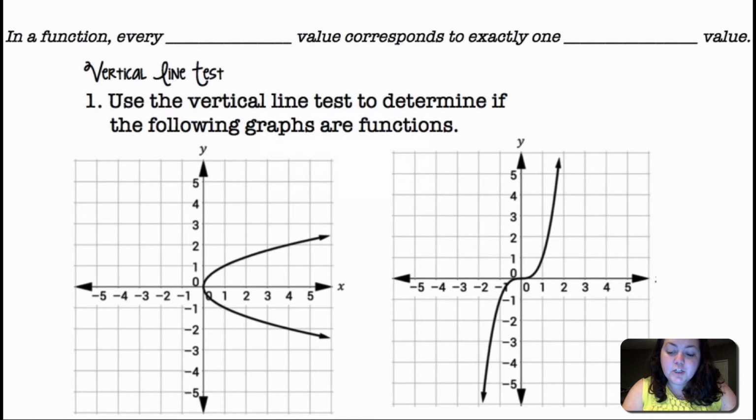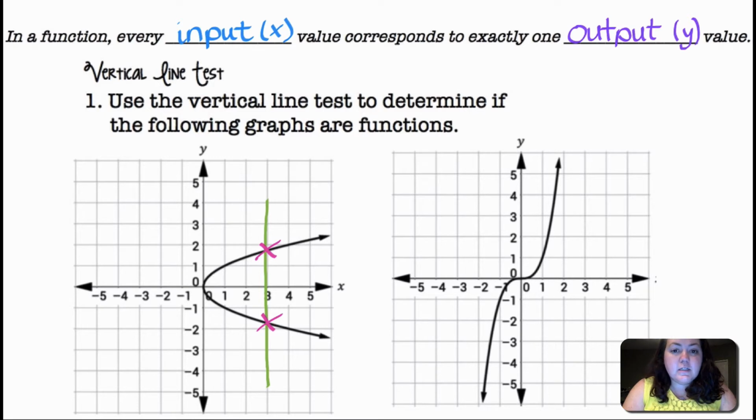In a function, every input, which is your x value, corresponds to exactly one output, which is your y value. One way to tell if what you're looking at is in fact a function is by using the vertical line test. If you can draw a vertical line through the graph and it touches at only one spot, then it's a function. If it touches at more than one spot, then it's not a function.